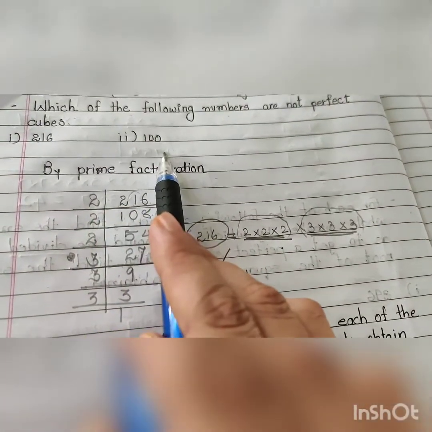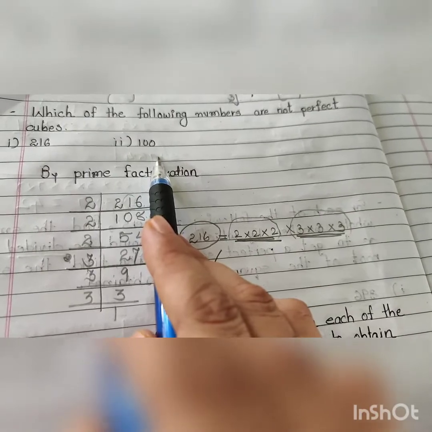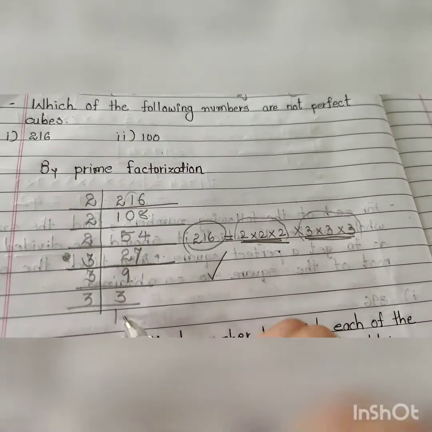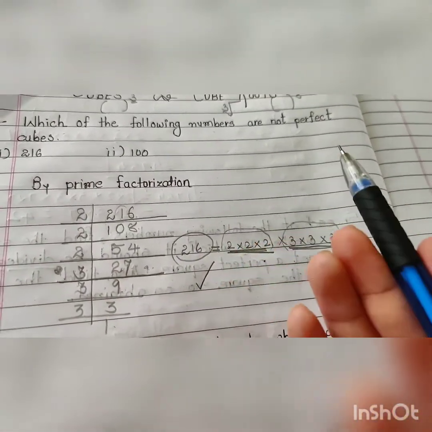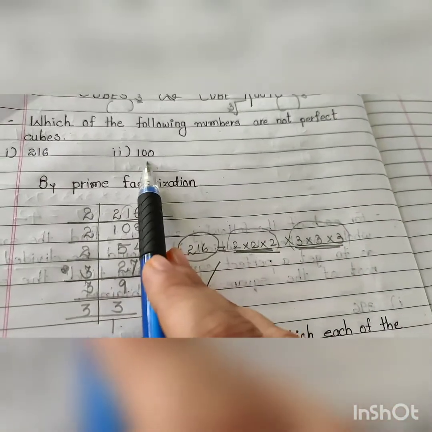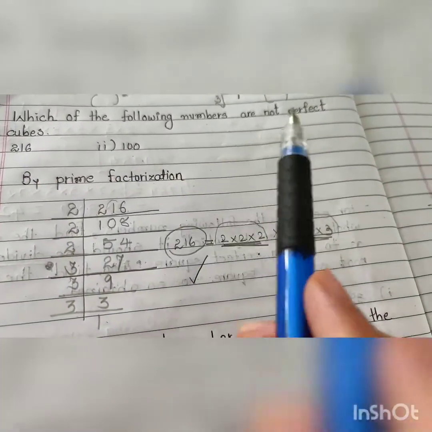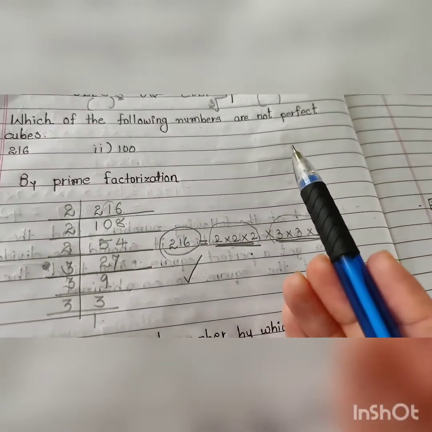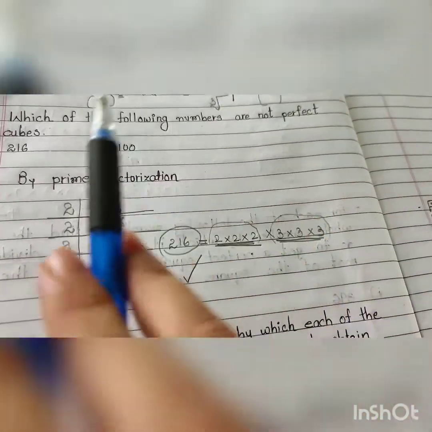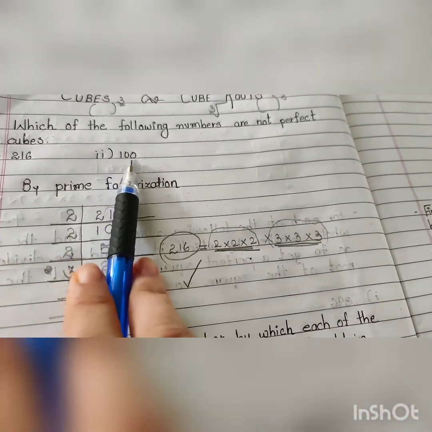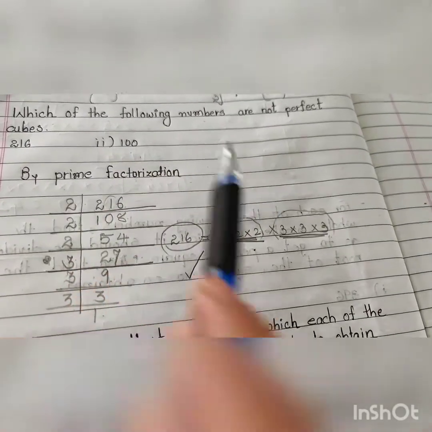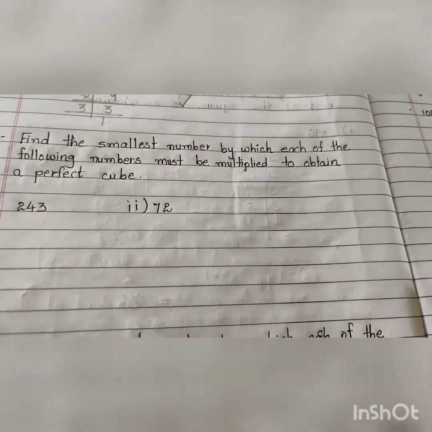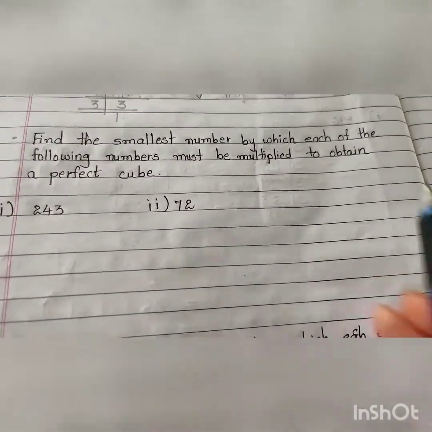Now next is 100. For 100, prime factorization is not needed. Yes, if they are asking you this sum in 2 marks, then you must show this method. But suppose they are asking in MCQ or fill in the blank, then you can give the answer directly. Because see, if it is a perfect cube, then there will be 3 zeros or a multiple of 3 zeros. If there is an even number of zeros, then it will be a perfect square. Okay, so 100 will not be a perfect cube. Or if you want to check your answer by prime factorization, you can do that. Is that clear? Now next question.